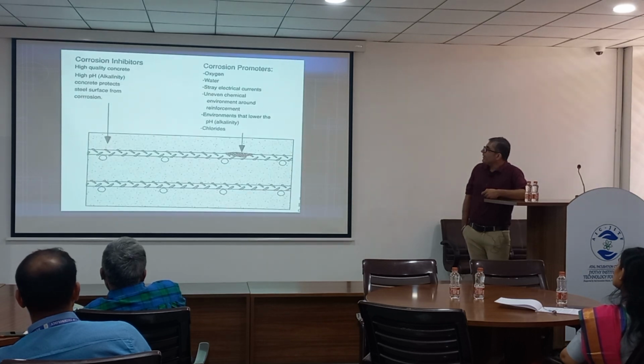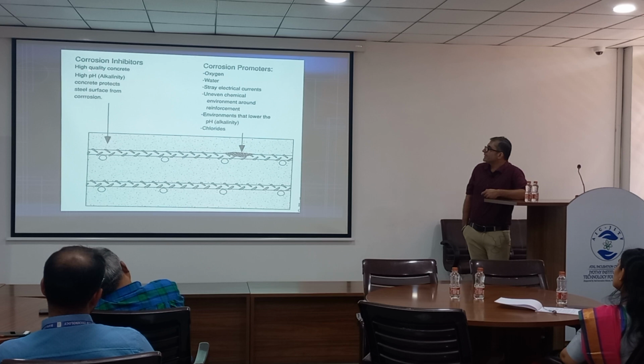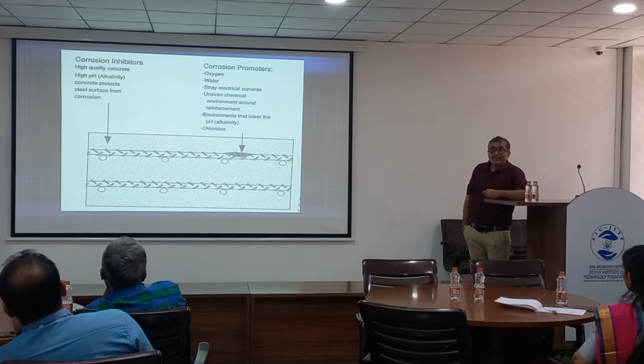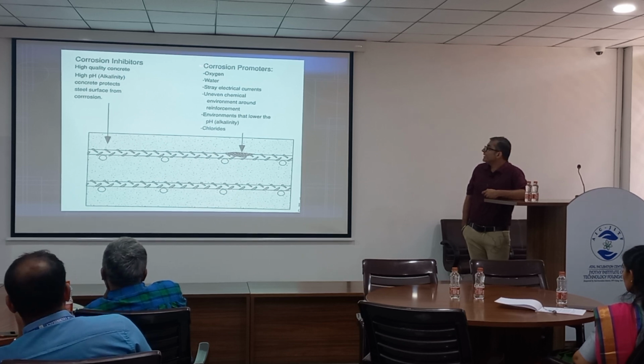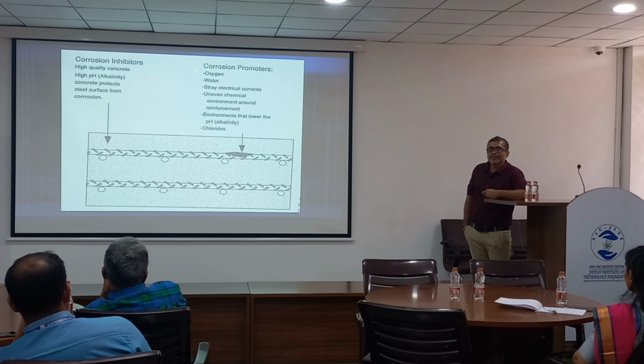There are two parts we need to understand here. First, corrosion inhibitors, the agencies responsible for bringing down corrosion. One is the quality of the concrete. Second is high pH. Then, which are the agencies responsible for corrosion to progress? One is oxygen, which is easily available to us. Water, yes, it is also easily available.